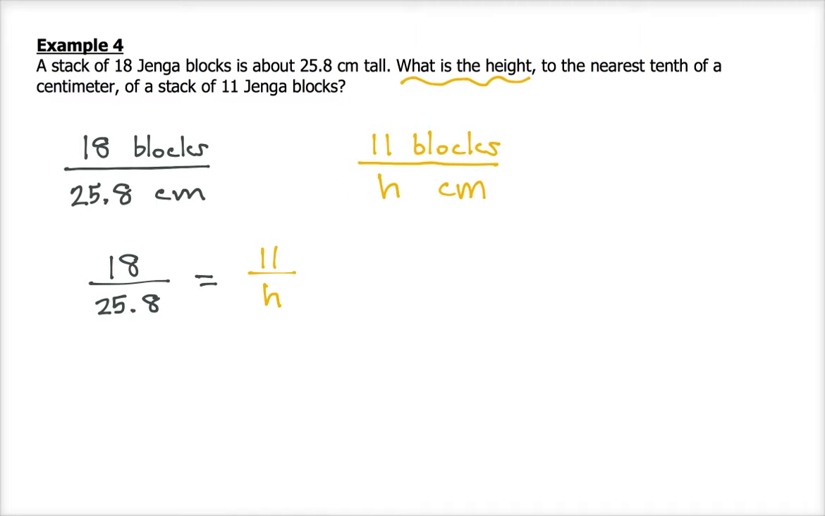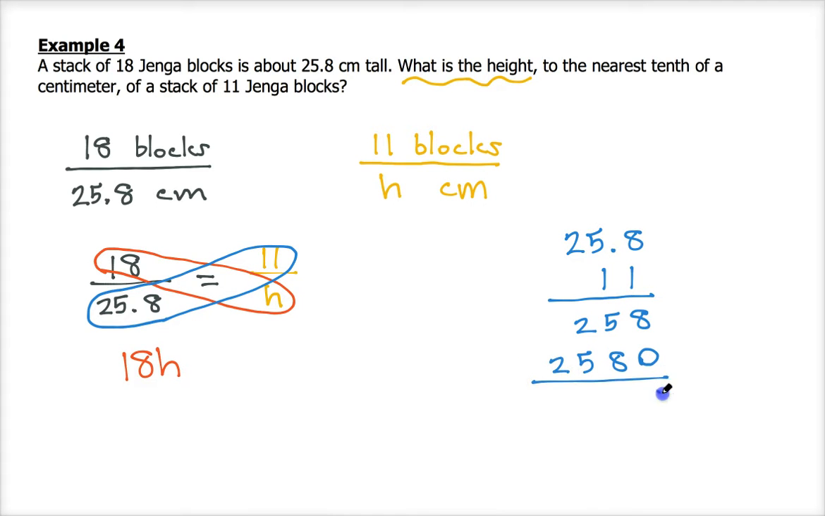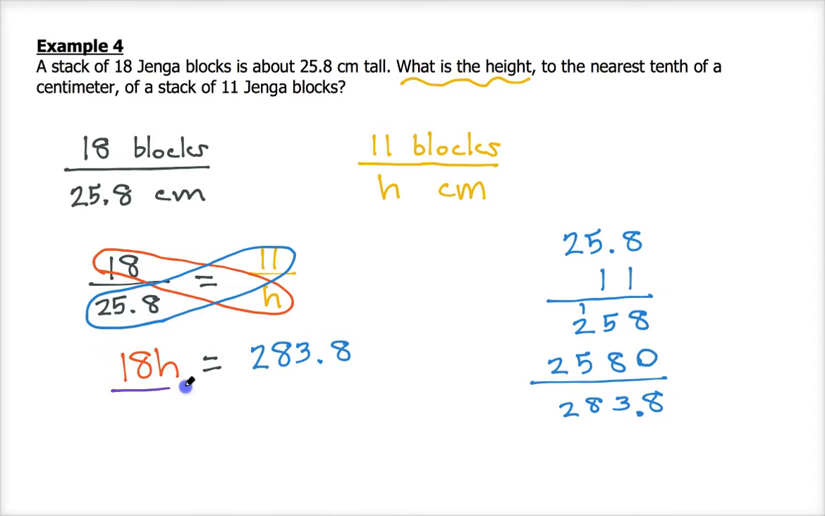So now I can solve this proportion using my cross products. So I'm going to take 18 times h for my first diagonal, and then 11 times 25.8 for my second diagonal. Set up some scratch work here to do 25.8 times 11. These problems will be some good review for how you multiply and divide decimals. And so for that you should get 2,838, which is going to become 283.8. Remember, one decimal place here. So we get 18h is equal to 283.8. And now to solve for this variable h, I need to divide the left side and the right side of the equation by 18.